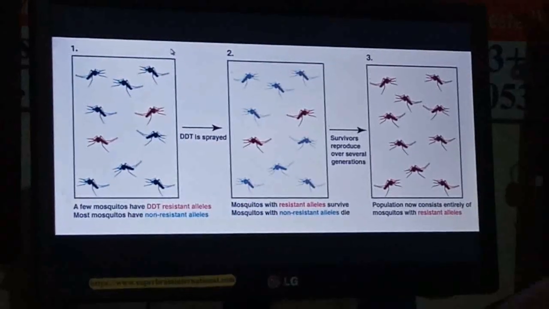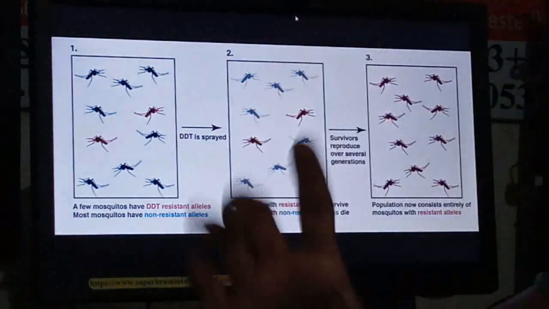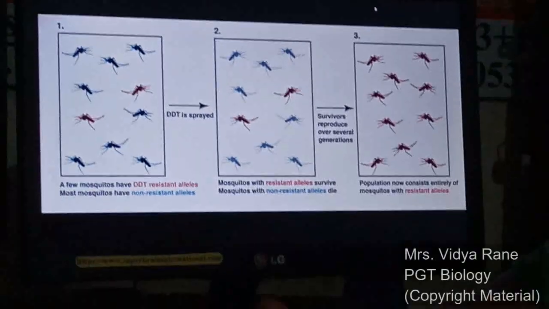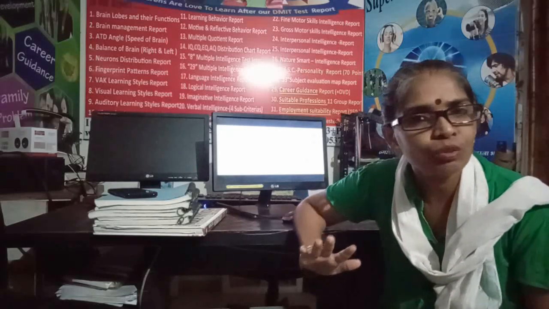Now one more thing is there, that is anthropogenic action. Because of it, in a short period of time, due to some human activities, some organisms or their species get evolved faster, right? This kind of evolution, where human activities are responsible for faster evolution, is called anthropogenic evolution.